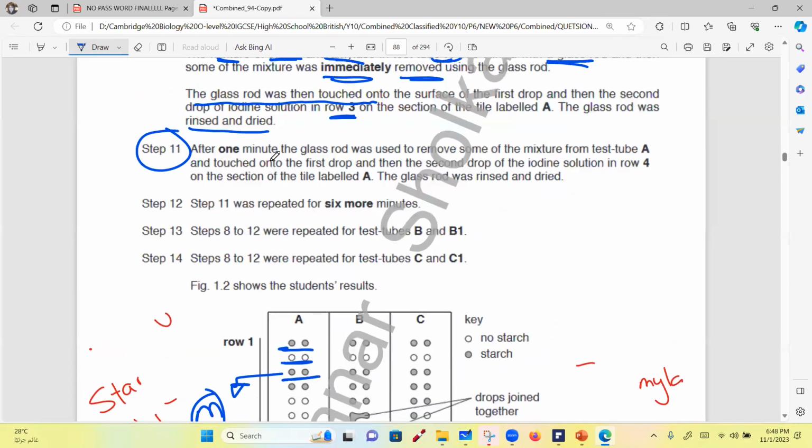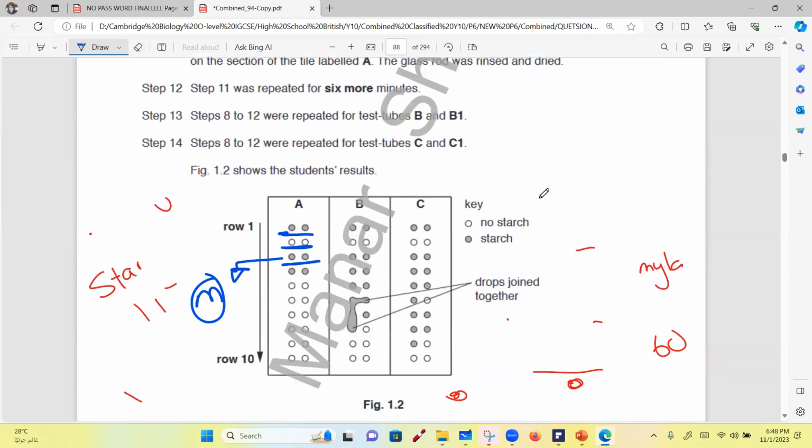Going back, after 1 minute, the glass rod was used to remove some of the mixture from test tube A and touched onto the first drop and then the second drop of the iodine solution in row 4 on the section of the tile labeled A. The glass rod was rinsed and dried. So they waited for another minute and they took a drop out of the mixture and they put it in row 5 and row 6 and so on.